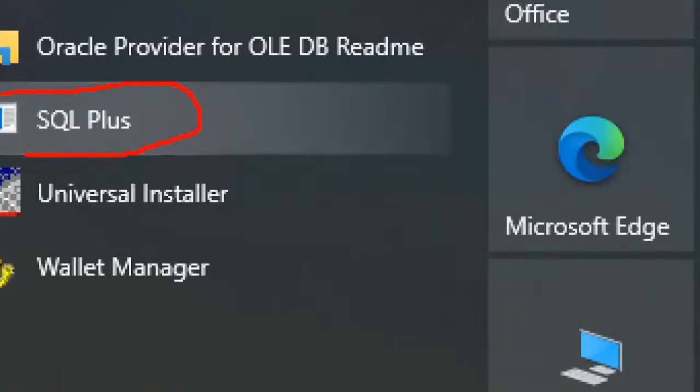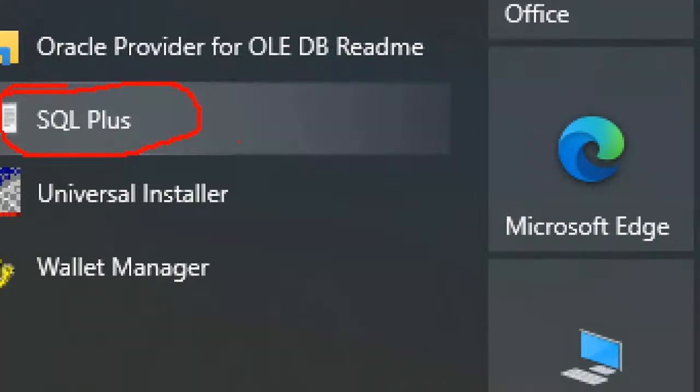Daily, through this tool, we interact with the server where the Oracle database is. Those are all things we learn in our course: what is this tool, what is that server, how it will be connected, what is the username, what is the password. SQL Plus is a default tool.